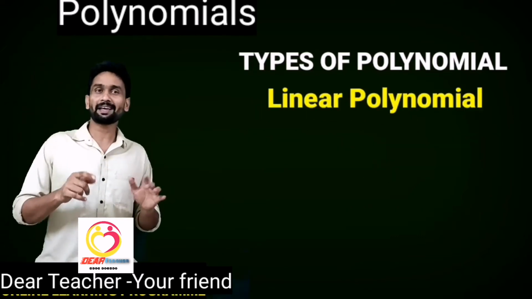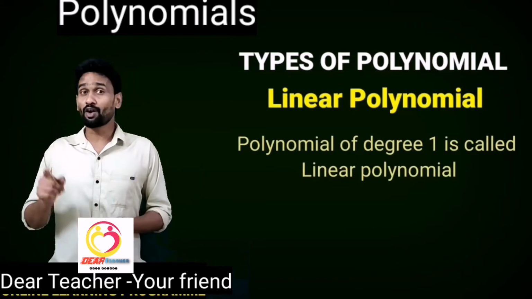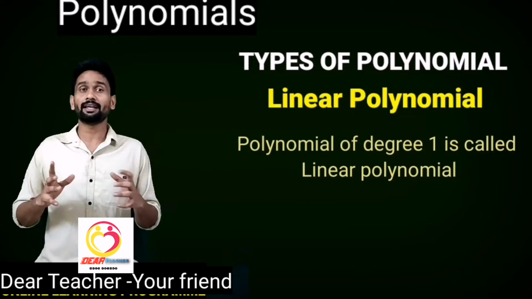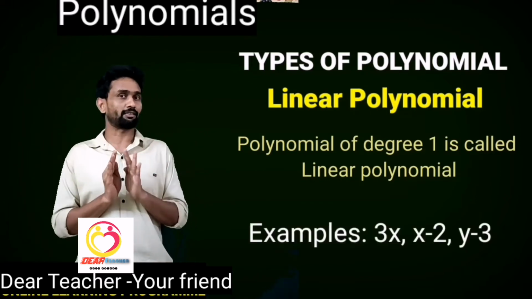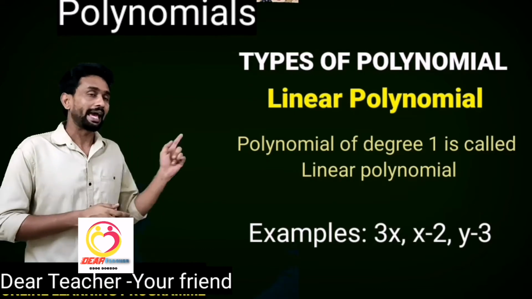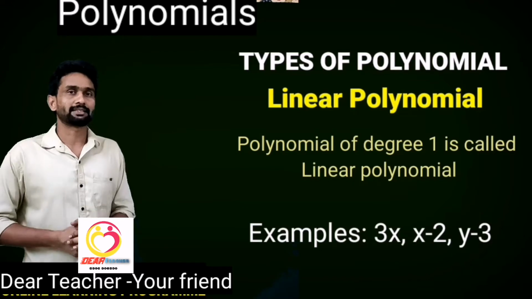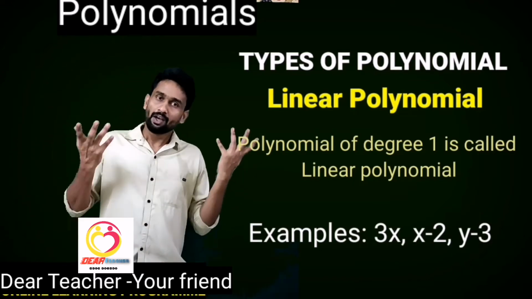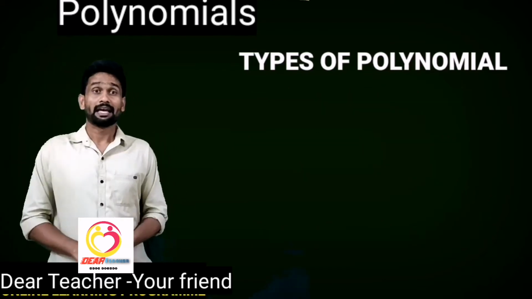Next one, linear polynomial. What is a linear polynomial? The polynomial of degree 1 is called a linear polynomial. Look at this example: 3x. What is the degree of that polynomial? We know 1. x minus 2. What is the degree of that polynomial? 1. y minus 3. What is the degree of that polynomial? 1. So these all are linear polynomials.